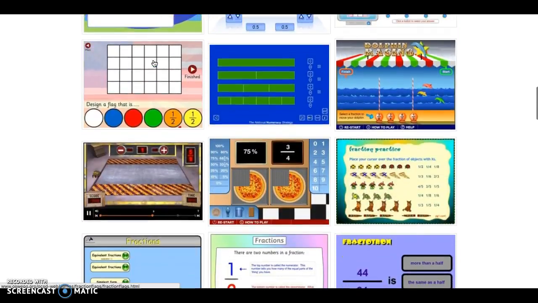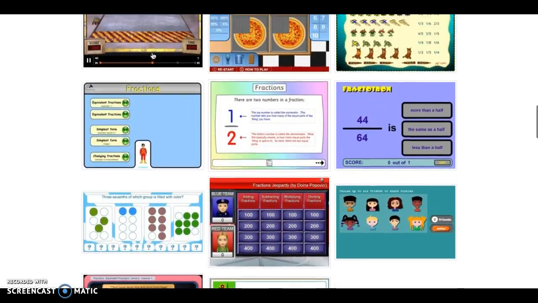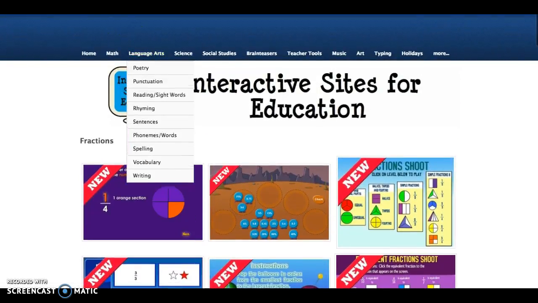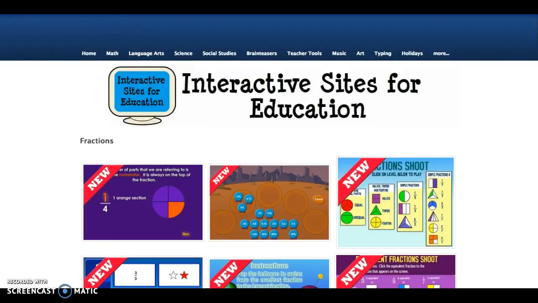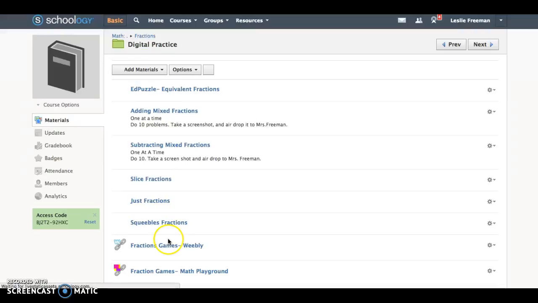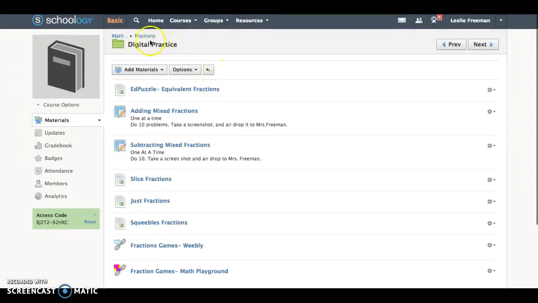If they are working on a specific topic for fractions, then I will have them go to a specific game using a photo link in their class website, which will probably be the best way for that, or just naming it on here. This would be something that they could go back to that they've already practiced before and should know how to play on their own. So that is one of the websites. There are two more of those here, Math Playground Fraction Games and Math Play Fraction Games for them to look at. This was the digital practice folder.